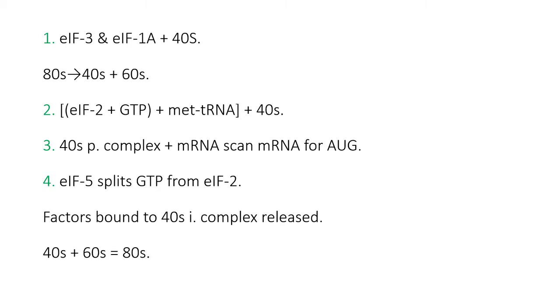Number 4, eIF5 dissociates GTP from eIF2, causing release of initiation factors bound to the 40S initiation complex. Thus, free 40S binds to the 60S subunit, forming the 80S. The initiation factors are recycled.